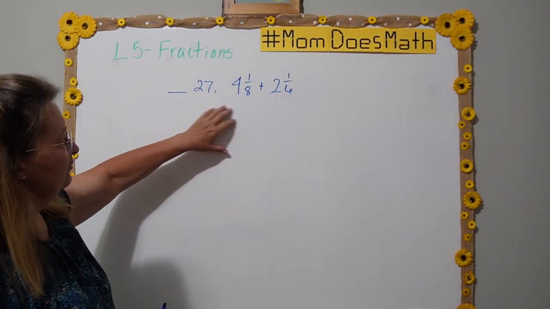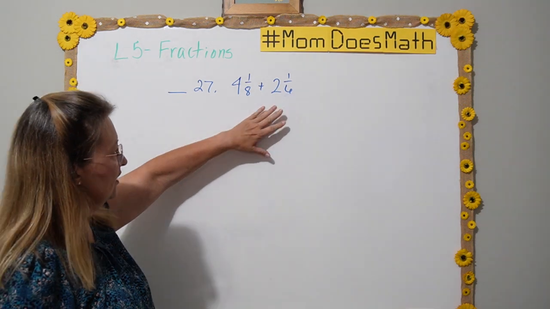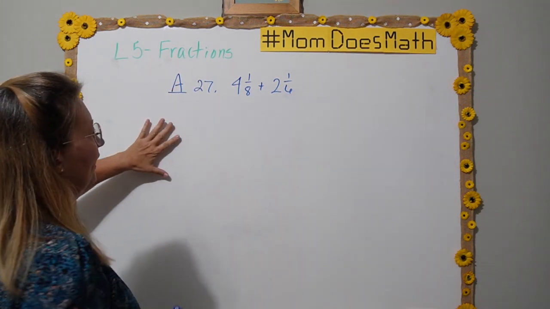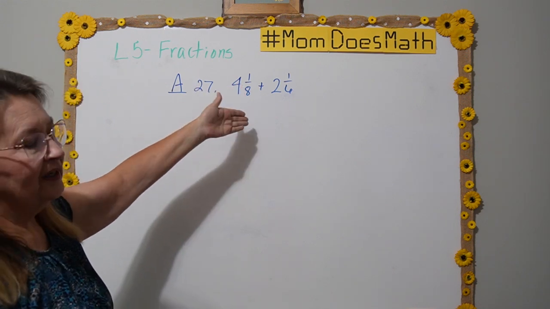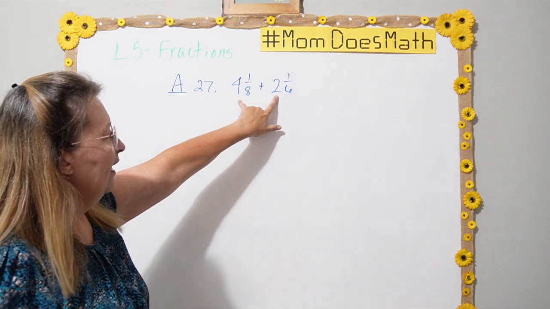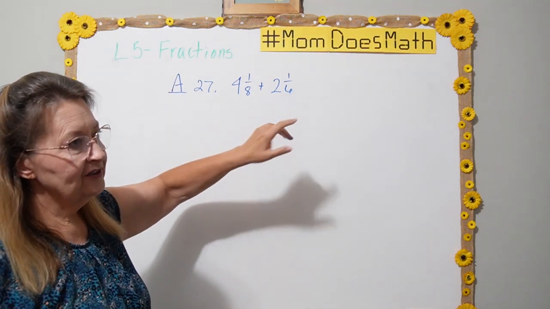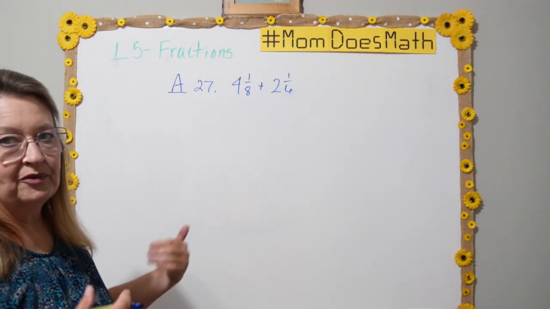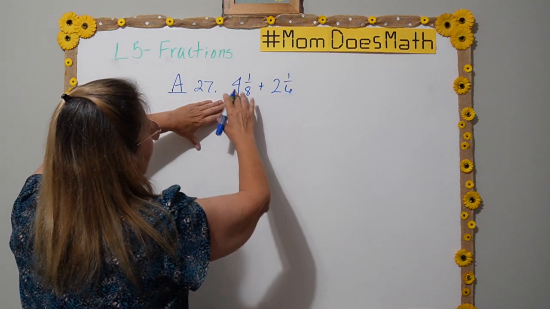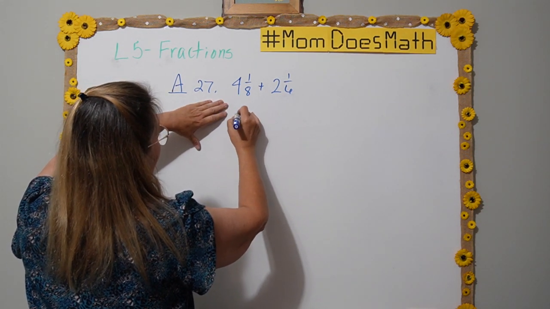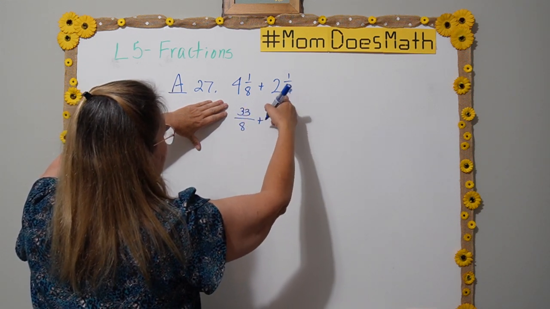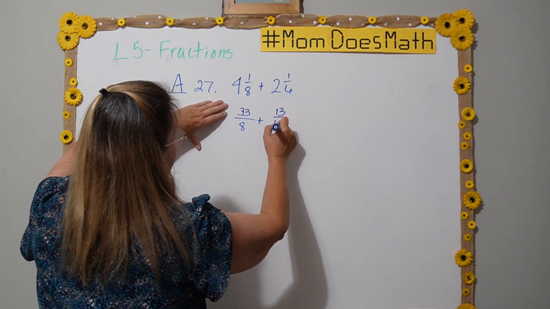Okay, number 27, 4 1/8 plus 2 1/6. So we're adding mixed numbers. What I like to do, let's put an A here because we are adding. When I'm adding, I like to just go ahead and convert to improper fractions. A lot of people don't. They'll add the whole numbers and then add the fractions. That's perfectly fine as well. I'm just showing you how I like to do it. So when you convert, 8 times 4 is 32 plus 1 is 33 over 8 plus 6 times 2 is 12, so that's 13 over 6.